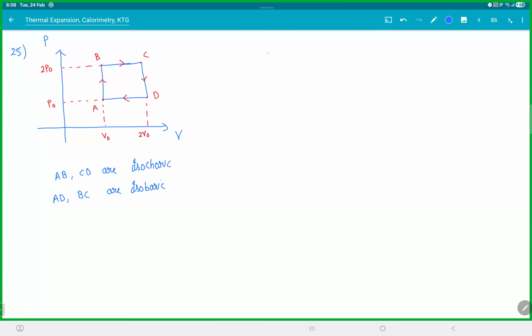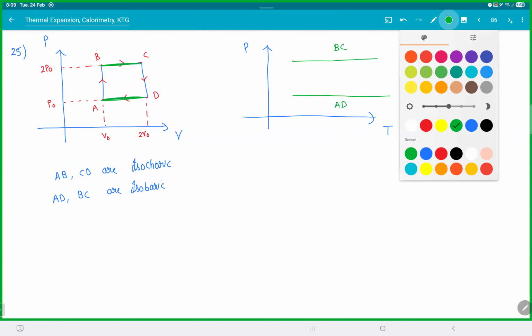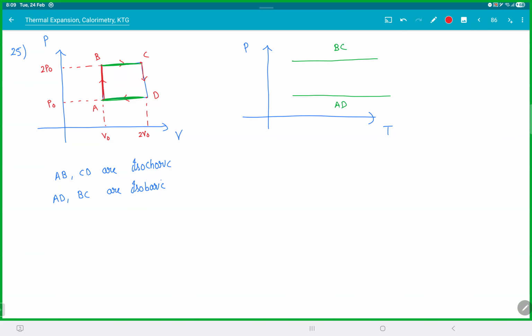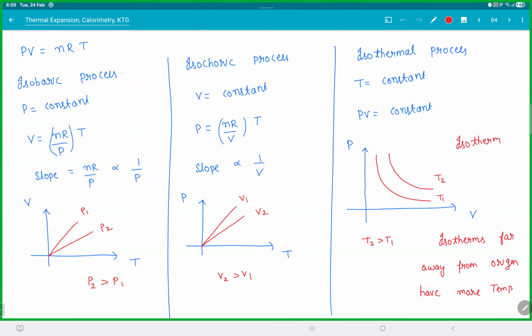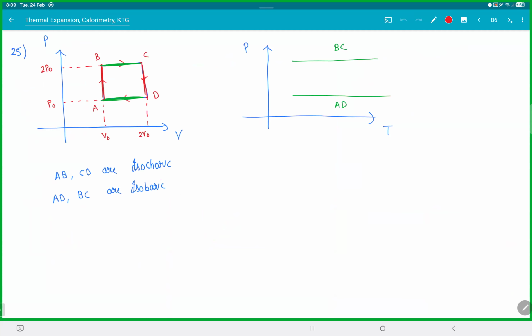So first we are trying to draw a PT graph. Now, think about this. In a PT graph, this BC, which I'm marking in green here, and AD, which I'm marking in green here, if you see, they will be the same pressure. So I'll just draw two horizontal lines like this. This will be BC and this will be AD. The other two, AB and CD, are isochoric, and just now we saw in the previous class that in an isochoric process, in a PT graph, it will be a line passing through the origin. So there are two isochoric processes, so we need two lines passing through the origin.